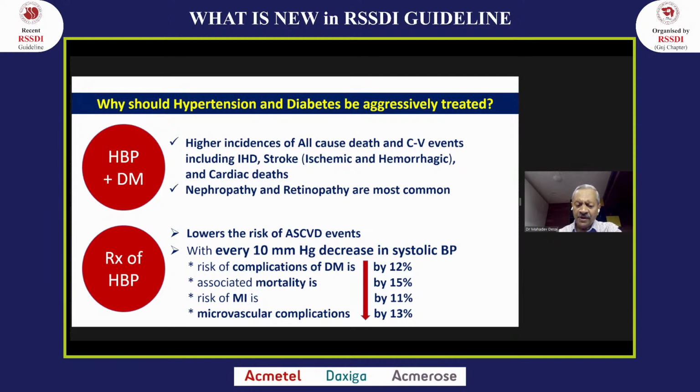So treating hypertension and reducing it by at least 10 millimeters systolic will lead to decreased complications of diabetes in about 12%, associated mortality in 15%, risk of myocardial infarction is reduced by 11%, and microvascular complications by 13%. So it's very, very rewarding compared to controlling only the sugar. We need to control the sugar, blood pressure, as well as the cholesterol.